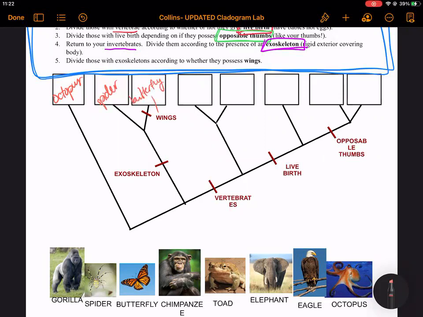All right, what were our vertebrates that laid eggs? Perfect, the toad and the eagle. All right, what was our vertebrate that gave live birth? Elephant. And then what were our two vertebrates that had opposable thumbs? Perfect, the chimp and the gorilla. All right, guys, so that is what your cladogram should look like.